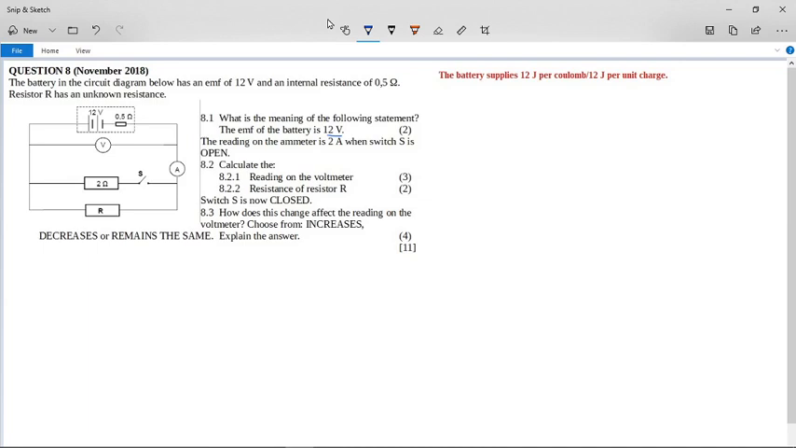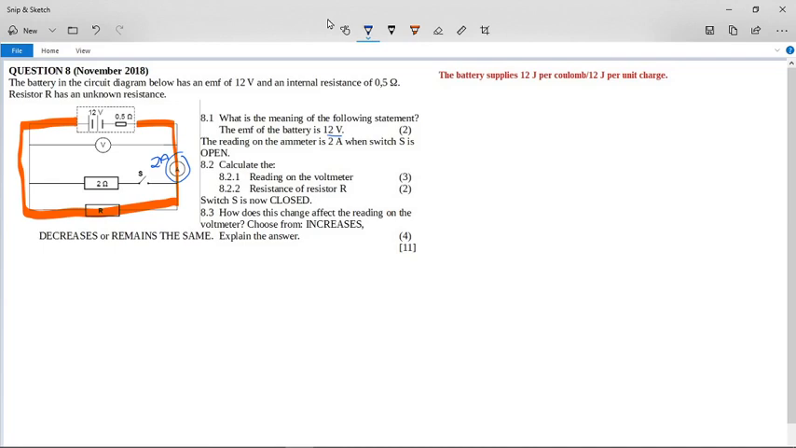Now it says to you, the reading on the ammeter, here's the ammeter, is 2 amps when switch S is open. Okay, so let's have a quick look. What's happening when switch S is open? When switch S is open, we actually still have, can you see here, a complete circuit. The only thing that's happening is we are bypassing the 2 ohm resistor. So this circuit is actually a closed circuit for resistor R when the switch S is open.